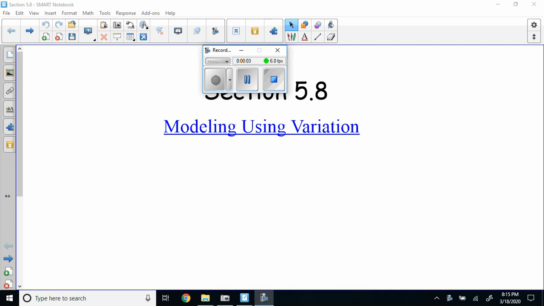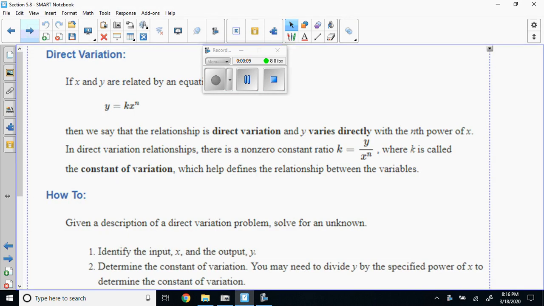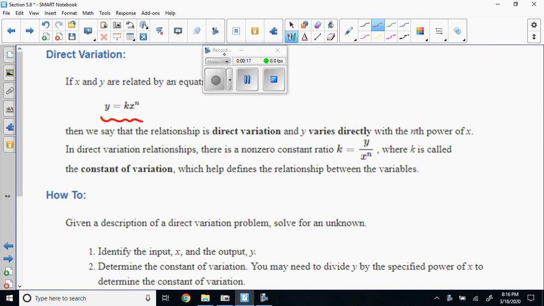Okay, in this video, we'll be learning about section 5.8, modeling using variation. What we're going to talk about is direct variation and inverse variations. The first equation that we need to pay attention to is the direct variation equation, y equals k x to the n.